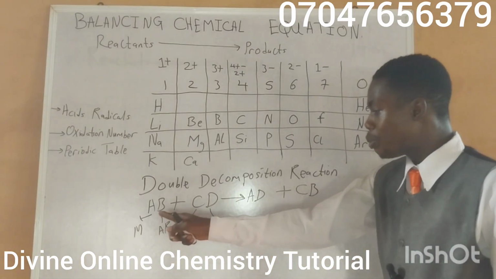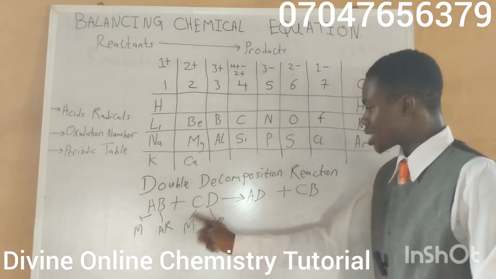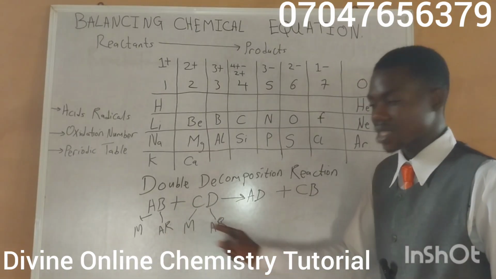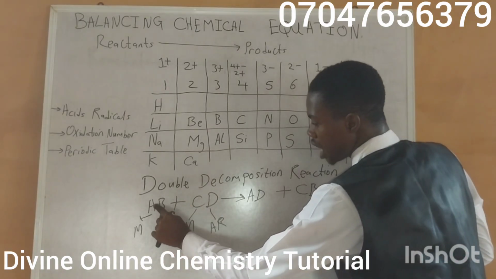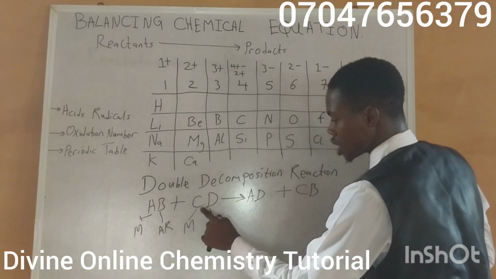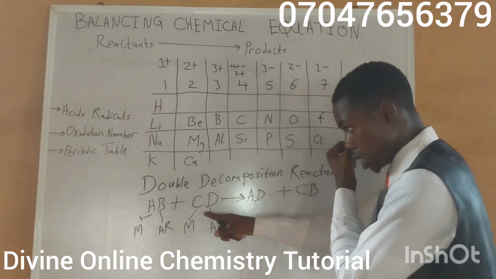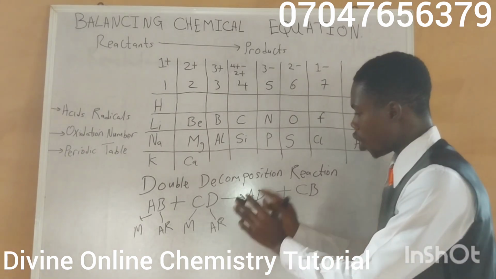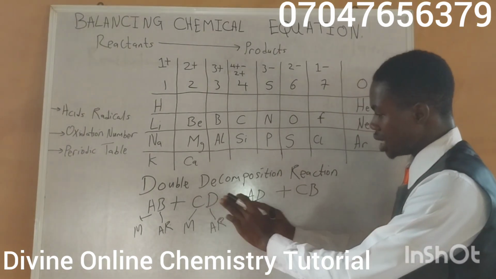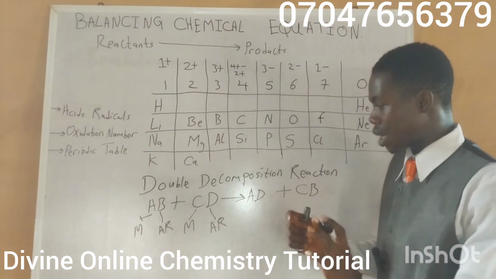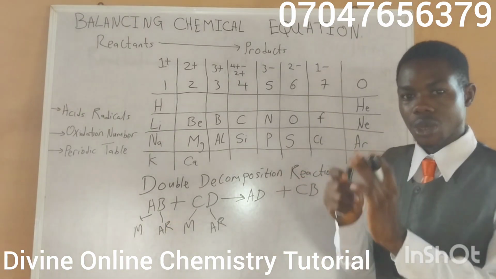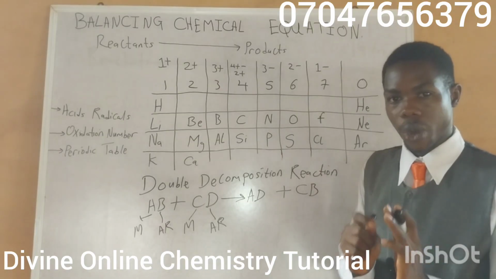So this will be the product to be formed. They both exchange their acid radicals, or their non-metal rather. The first element here is always the metal, while the one here is the acid radical. Same goes to this one. So please let's have an idea of this one. That's what happens here. Now, having illustrated this, let's use elements and compounds to draft this out, so that we can understand very well.